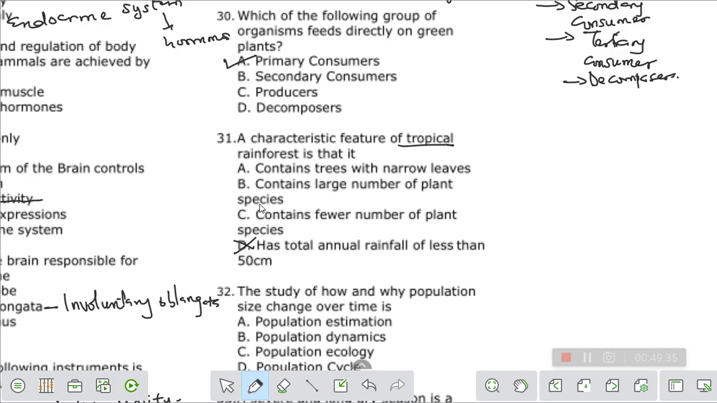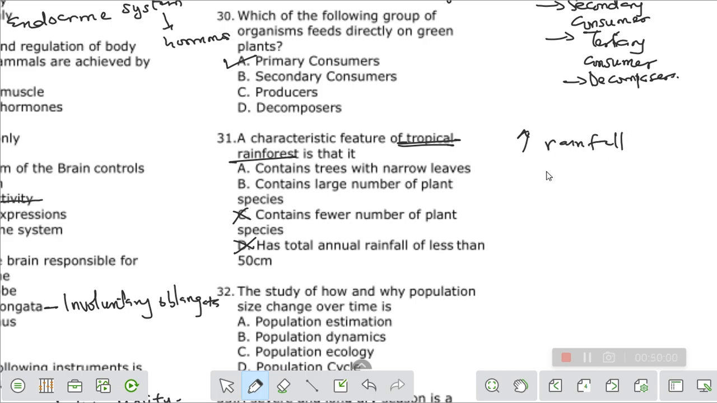Now the next one is the study of how and why population size changes over time. Is it population estimation? Is it population dynamics? Is it population ecology? Is it population cycle? I only taught you population. I did not teach you all these things.